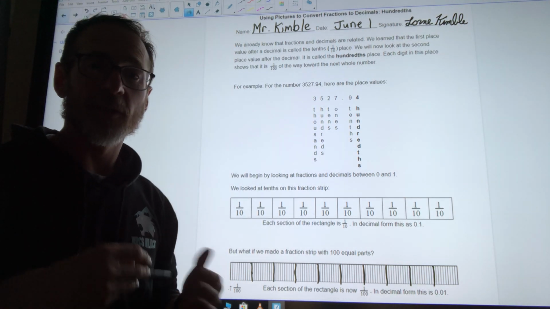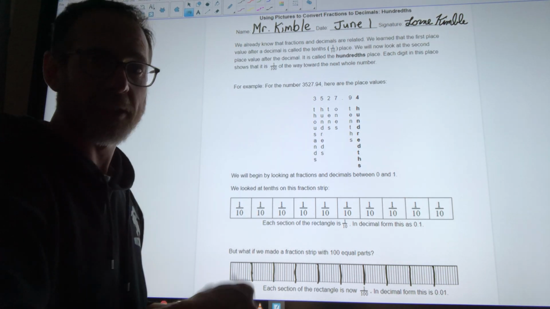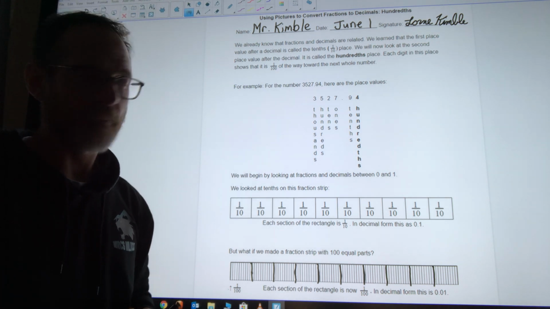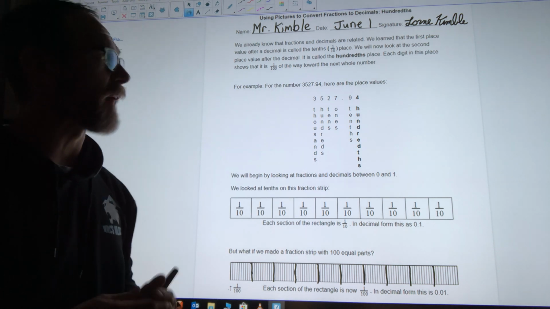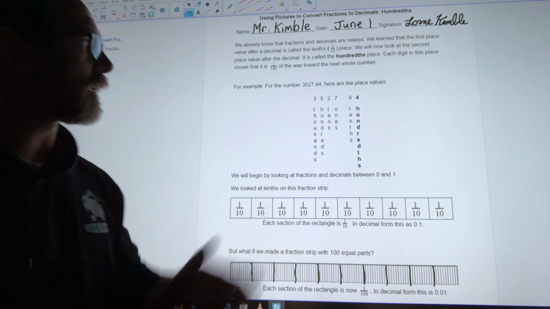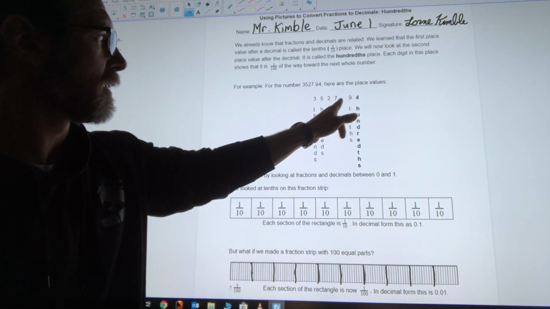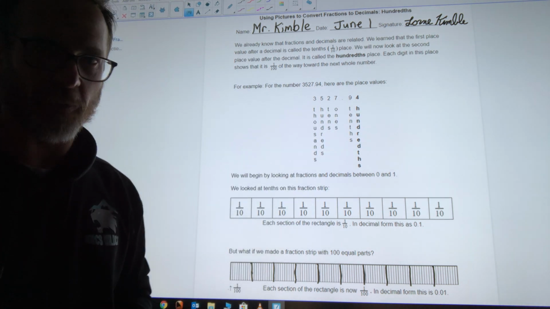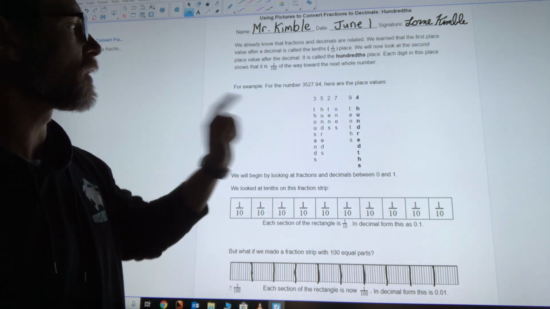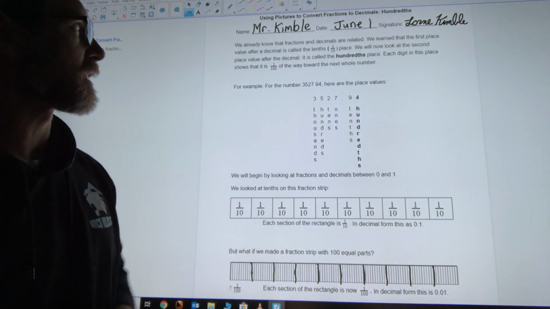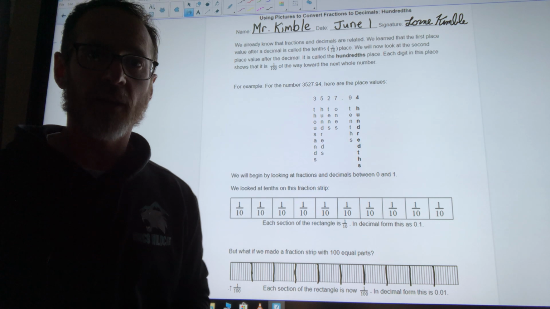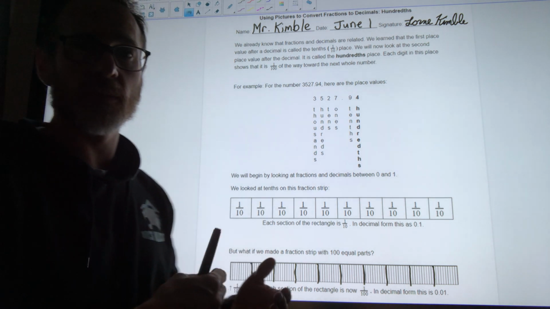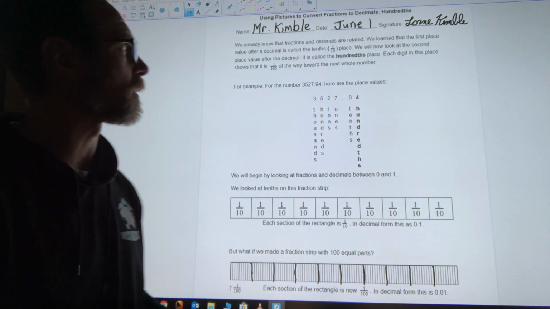Hi guys. This week in math, we're going to look at another place value past the decimal compared to what we did last week. So we already know that fractions and decimals are related. When we go past the decimal point, we are looking at decimals, but we can compare those to fractions. We learned that the first place value after the decimal is called the tenths place. Basically, it shows 1/10 of the way to the next whole number.